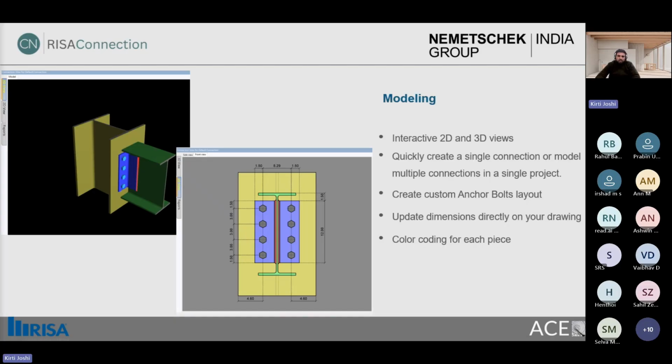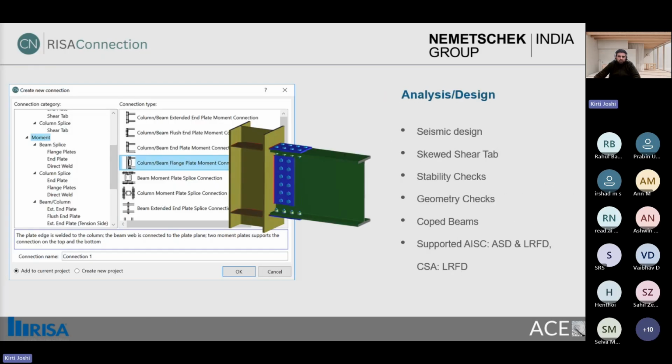Like I mentioned, RISA connections make it easy to create and manage connections using both the 2D and the 3D view. As we see, you can model a single connection or handle multiple connections within the same project file, which is how we usually work in a project. Also, regarding the base plate, like I mentioned, anchor bolt layout can be customized for the site and the foundation constraint. And we'll also model the moment and the shear connections, apply the loading and generate the report as we move forward. Before that, I would like to give quick information about the analysis and the design.